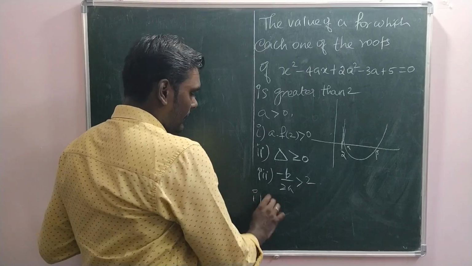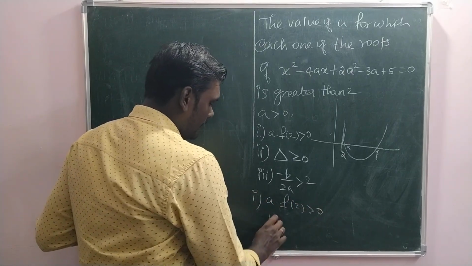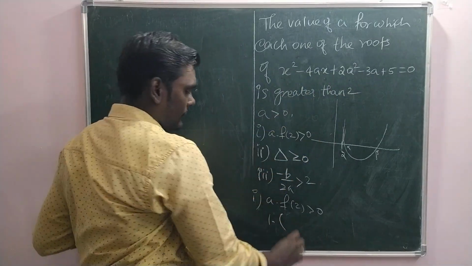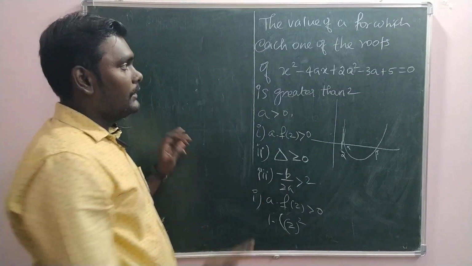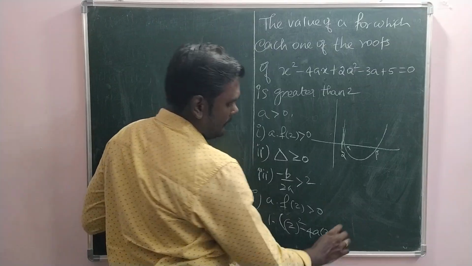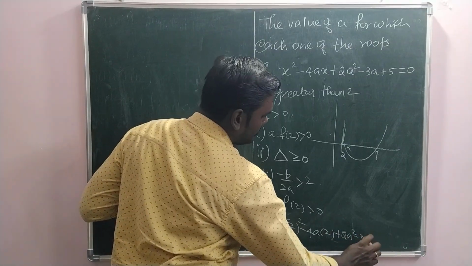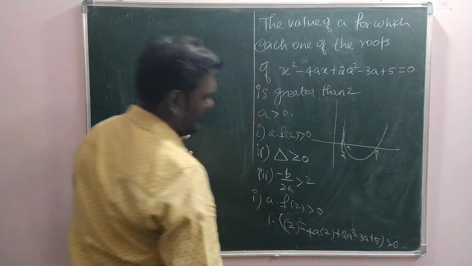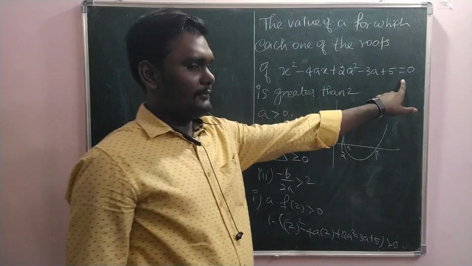The first condition I am writing. A into f of 2, which is greater than 0. A is 1. Into f of 2 means here we should substitute 2. So, instead of x only I am substituting. Keep in mind. 2 minus 4a into 2 plus 2a square minus 3a plus 5, which is greater than 0. This is what f, man.